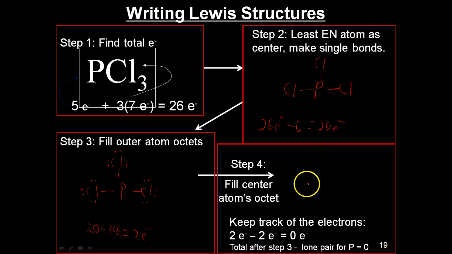Finally, we want to fill the octet of the central atom, so phosphorus, with dots, and chlorine with its dots. Yes, it's a lot of repetition. And alright, we have these final two electrons. We end up with 0 electrons left over. We had 2 from that last step. We now have 0. And so this is our Lewis structure for phosphorus trichloride.